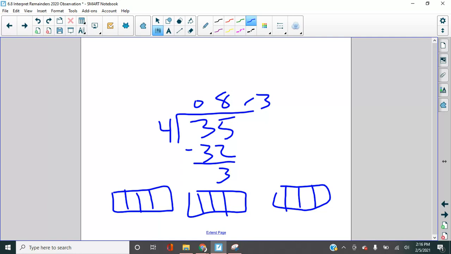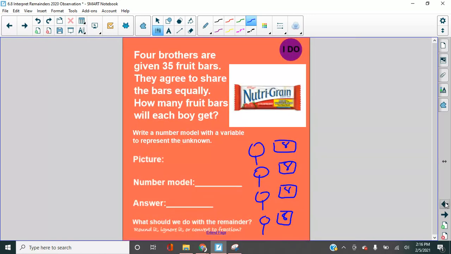And kid A is going to get that one, and that one. So 3/4. So here we had to write it as a fraction. There's our picture. Our number model is 35 divided by 4 equals 8 with a remainder of 3. And our answer is 8 3/4. What did we have to do? Convert it to a fraction.